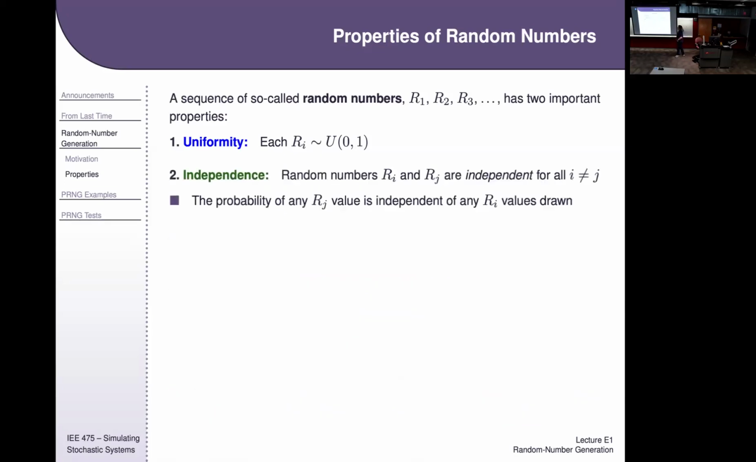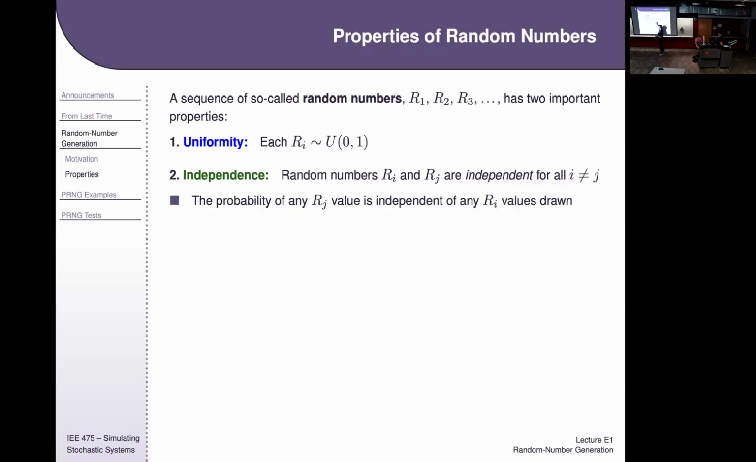Okay. The second property that we need is independence. I already mentioned this basically means that when I draw 2 random numbers, knowing one can't help me better predict the other one. I know that they all come from 0 to 1, but that's knowledge I already had. I can't increase my knowledge by knowing any of the other draws.